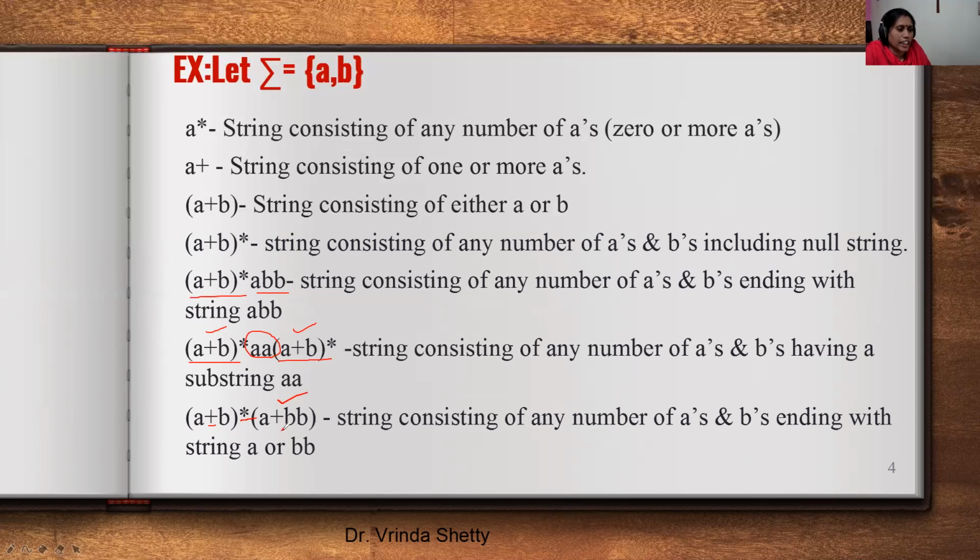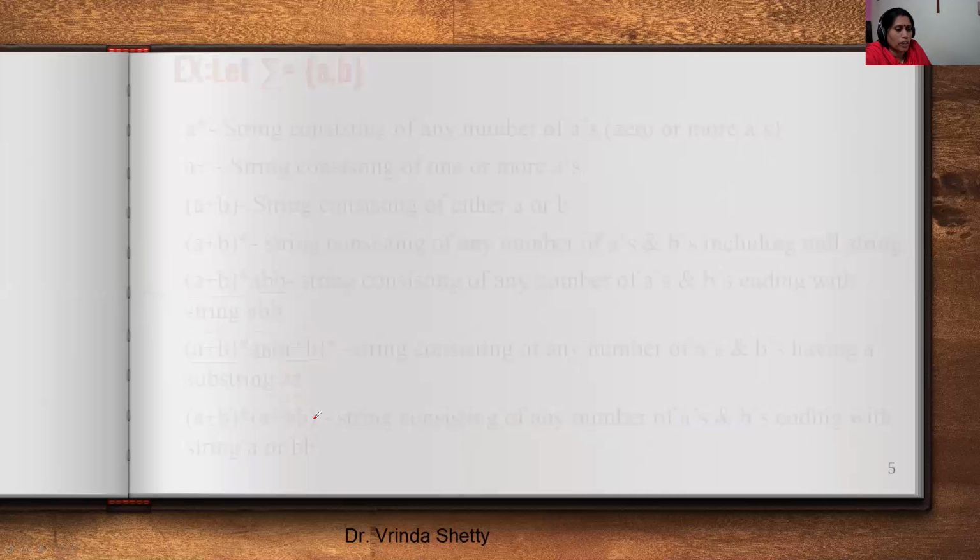What does this indicate? It indicates that the string is going to end with either A or BB. So this is (A plus B) whole star, or any number of A's and B's ending with either A or BB. These are a few of the regular expressions when the given input alphabet is A and B.